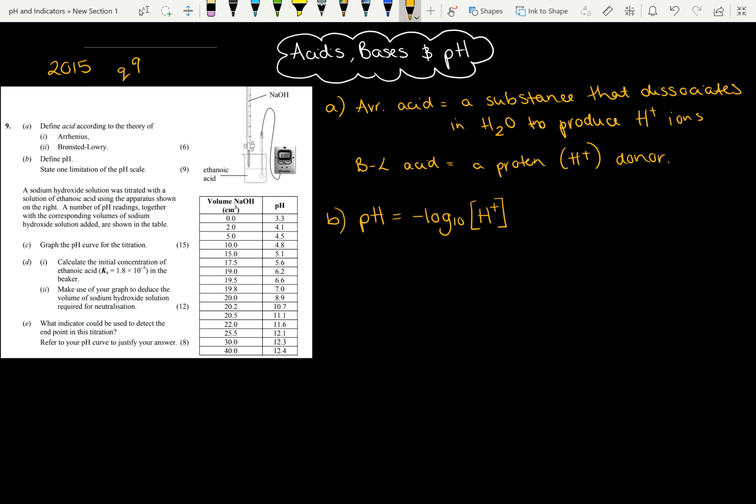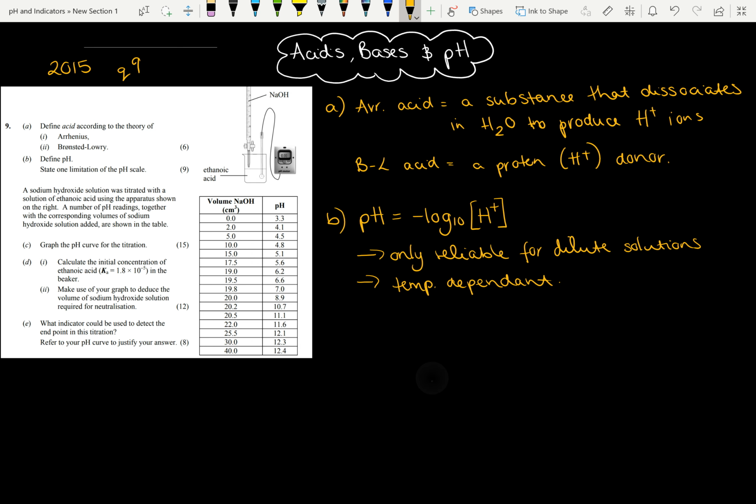Now it asks us for one limitation of the pH scale, and we actually have a couple of limitations here. So we know that the pH scale is only reliable for dilute solutions. Okay, and another limitation of the pH scale is that it's temperature dependent. So you have two options there for that answer.